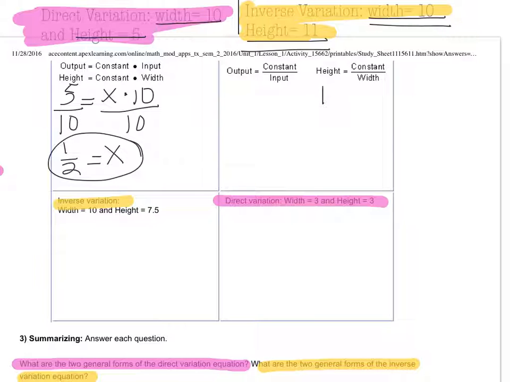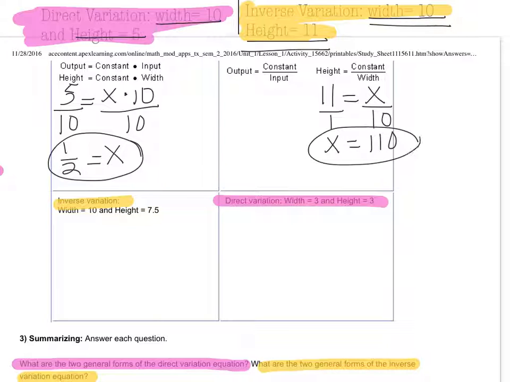So I'm going to set this up as 11 is equal to my constant, I don't know, I call it x, divided by the width, which is 10. I am just going to cross multiply because it's divided by 10 here. I can just cross multiply if I put that over 1. Anything divided by 1 is just that number. So I'm left with x is equal to 110, and that's going to be my constant over here.